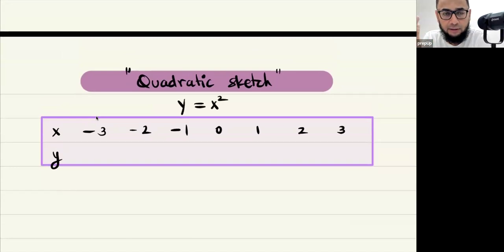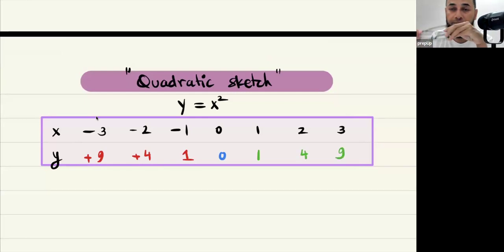It's a function that squares the thing. So whatever the value of x is, it squares it. So -3 whole square is +9. -2 whole square is +4. -1 whole square is +1. 0 square is 0. 1 square is 1. 2 square is 4. 3 square is 9. These are the values that you obtain.